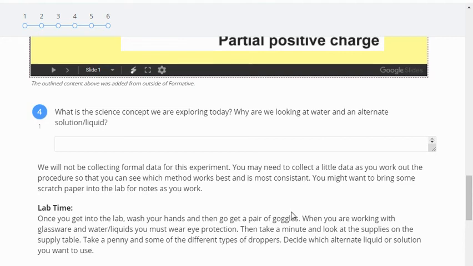Okay, so we are not going to be collecting formal data during this experiment. You will create a data table that you would use if you were going to carry out your experiment. So you may want to bring some scratch paper with you when we go into the lab so that you can make notes as you refine that procedure. Like this many drops, I could be consistent using this height off the table, and this kind of thing, just to help you keep track.